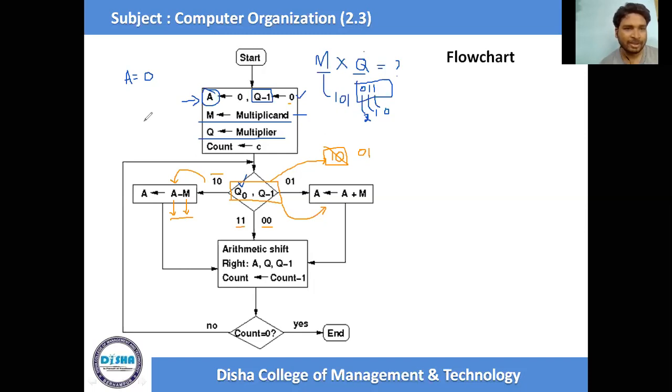Here a very important thing is that initially we take A as 0 and q minus 1 as 0. A contains a number of bits equal to that of M or Q. If M is a 3-bit number, then A contains 3 zeros. If M is a 4-bit number, then it contains 4 zeros. If M is a 5-bit number, then it contains 5 zeros. But q minus 1 is only 0, because it is a single storage element that stores a single bit of data.